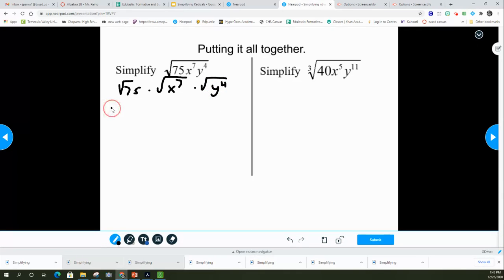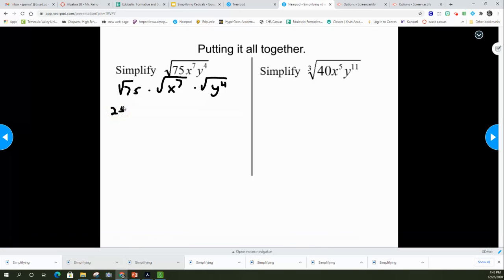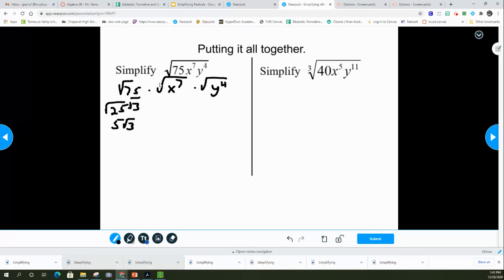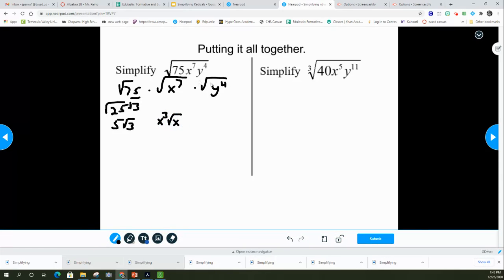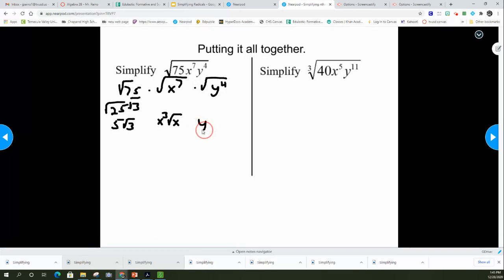So 75 is 25 times 3. So that's 5 rad 3. Square root of x to the 7th. Again, remember the index number is 2, so I just divide, right? So that's going to be x cubed. 7 divided by 2 is 3, so 3 on the outside with a remainder of 1, so x on the inside. And then y to the 4th, square root, so just divide, that's just y squared. There's no remainder, so there's no radical.